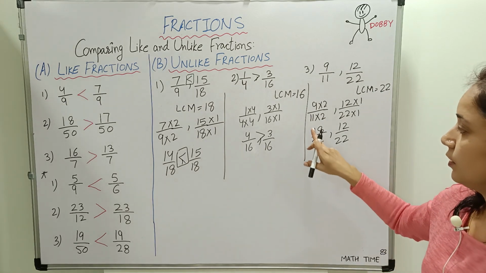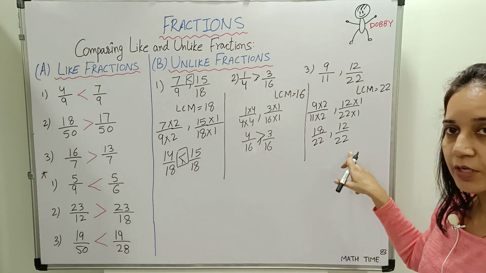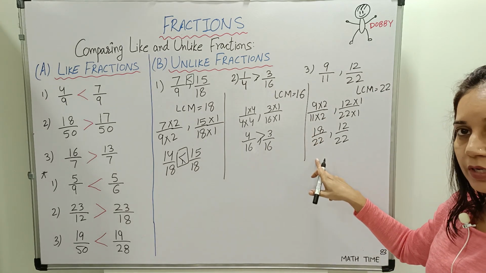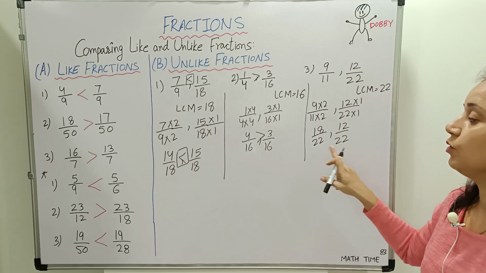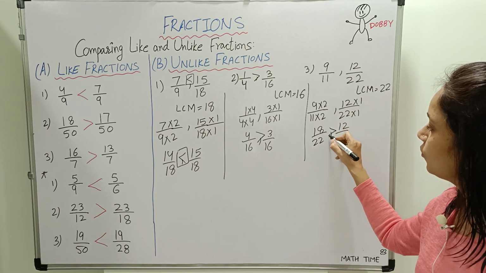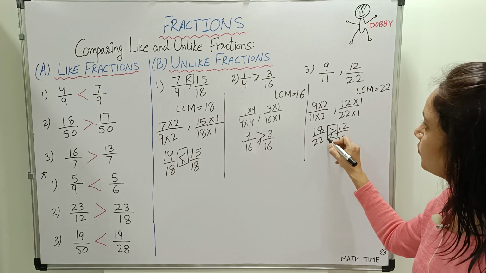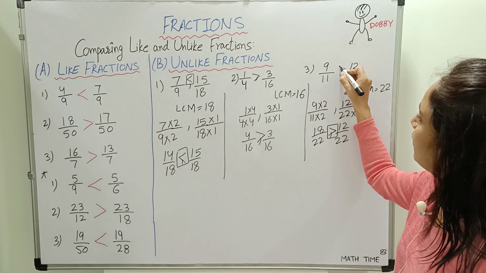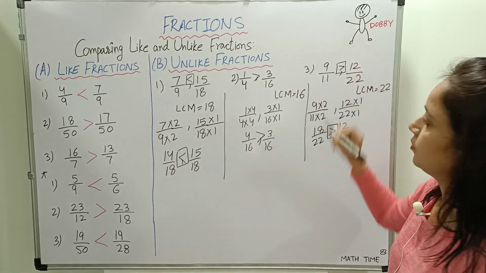Now which is greater? Both are like fractions having denominator 22. 18 upon 22 or 12 upon 22? Yes, 18 parts out of 22 is greater. That means 9 out of 11 is greater.